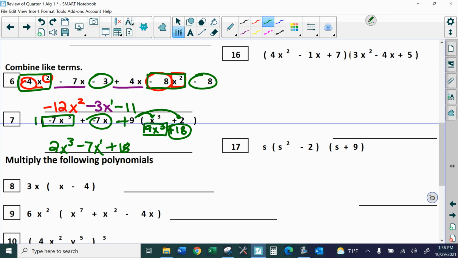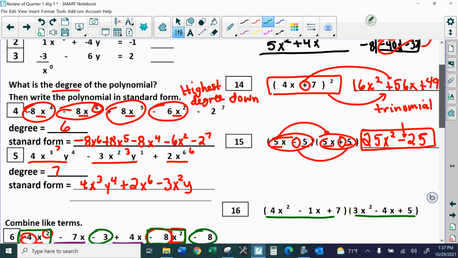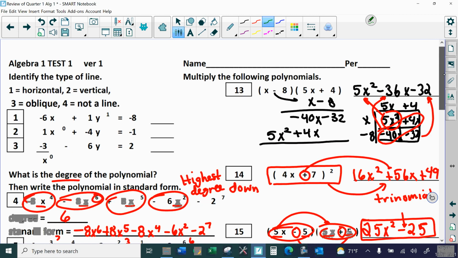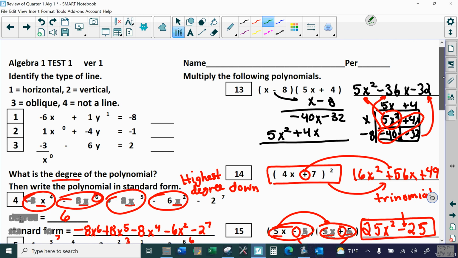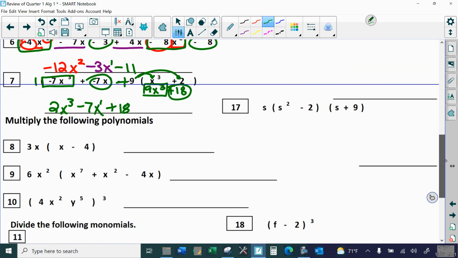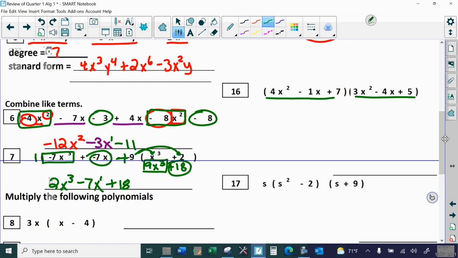All right, number 16. We are multiplying two trinomials together. I'm going to do it the same way as I did up here in number 13 when I had 2 binomials, except now it's 3 terms by 3 terms. I will go ahead and do the box method. This one I don't have room to do both, so I'll just do the box method this time.